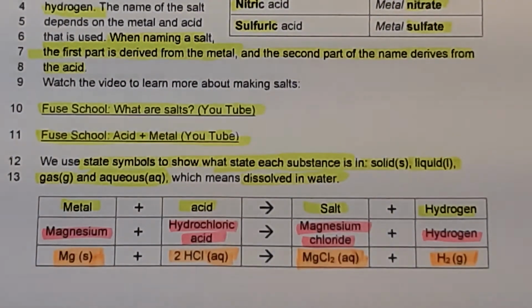When writing out equations in future, you'll be expected to identify whether these materials are solid, liquid, gas, or dissolved. If there's an acid involved, it will almost always be aqueous. If it's a salt and it's reacting, then it will need to be dissolved in water as well, so that will be aqueous too.